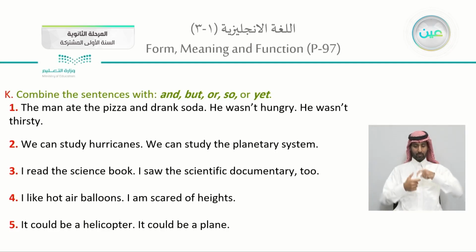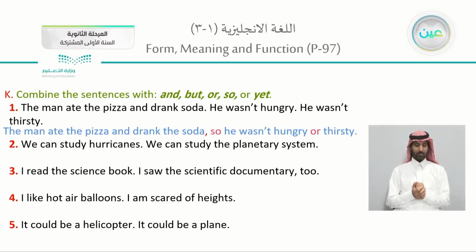Combine the sentences. You will use one of the coordinating conjunctions: and, but, or, so, and you can use yet. The man ate the pizza. He wasn't hungry, and he wasn't thirsty. We can join these three sentences. We can say the man ate the pizza and drank the soda. Now here we will use a comma, so he wasn't hungry or thirsty.